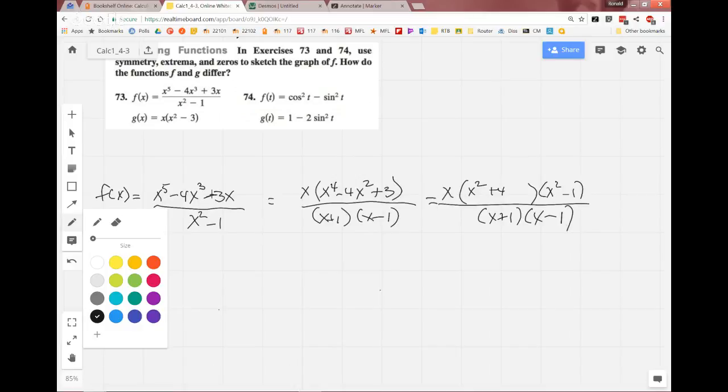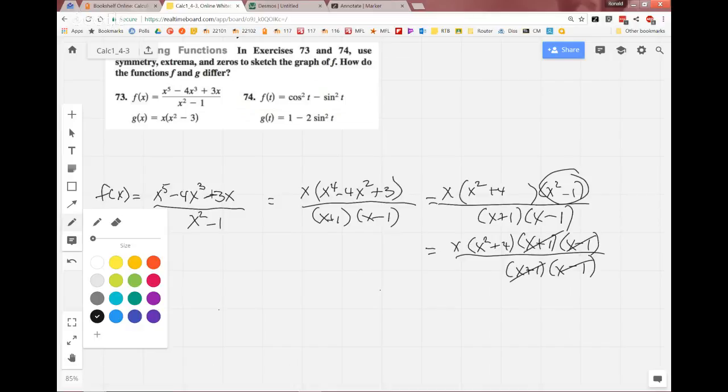Okay, so this can be factored even further, right? I ran out of space. So this is x squared plus 4, and this is x plus 1, x minus 1. So that's the top fully done. And then we've got x plus 1, x minus 1. And of course, we can do this. All right.